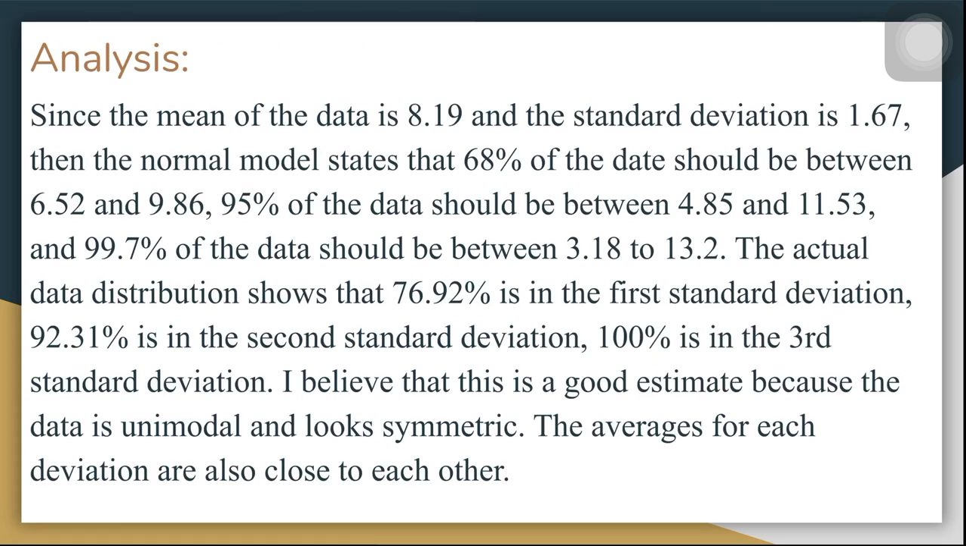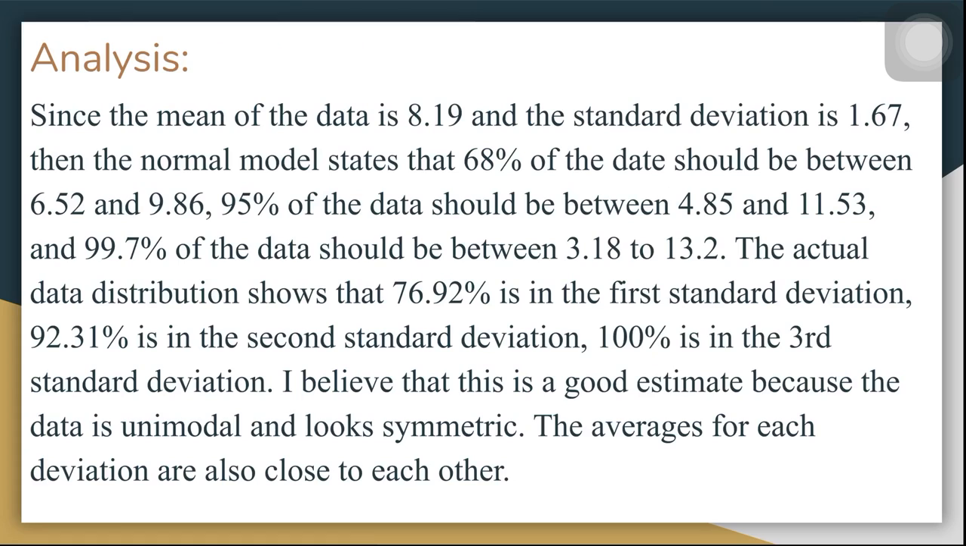So here's my analysis. Since the mean of the data is 8.19 and the standard deviation is 1.67, the normal model states that 68% of the data should be between 6.52 and 9.86, 95% of the data should be between 4.85 and 11.53, and 99.7% of the data should be between 3.18 and 13.2. The actual data distribution shows that 76.92% is in the first standard deviation, 92.31% is in the second standard deviation, and 100% is in the third standard deviation.